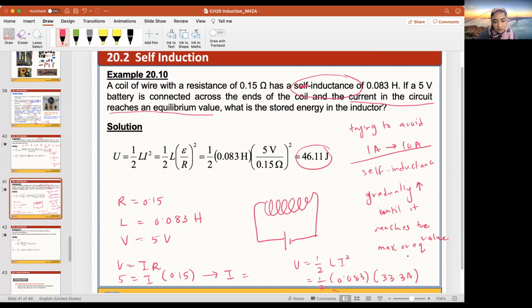Okay, so again, this is easy. You have to know V equals IR. Find out what is I. You have to know the equation of U. So I think the equation for self-inductance is going to be easy unless you don't know the polarity of the induced EMF. Part 2, I think, will be a bit harder.